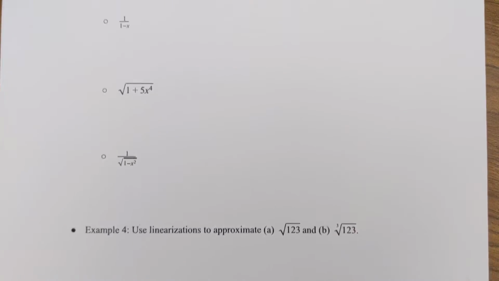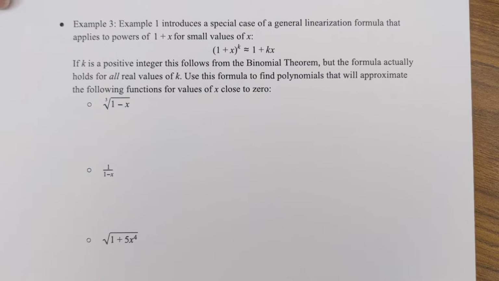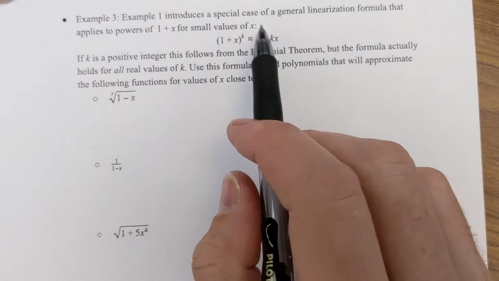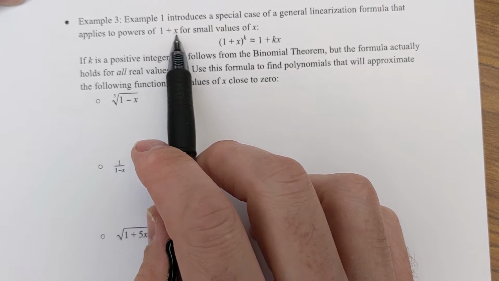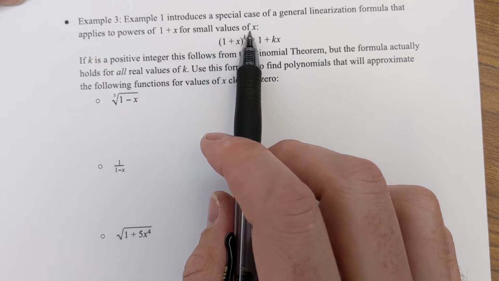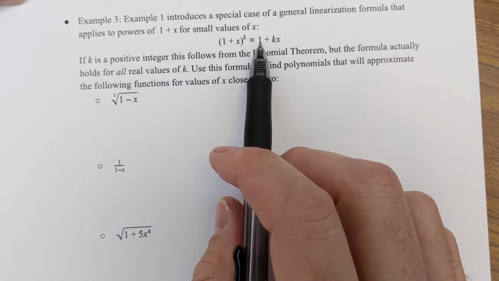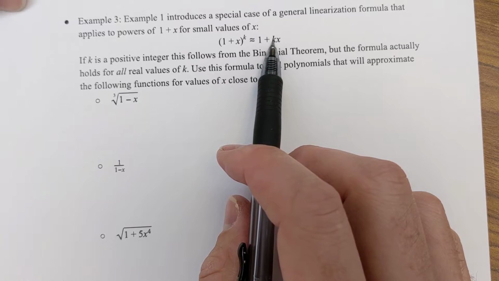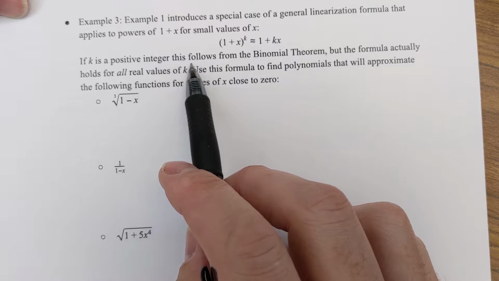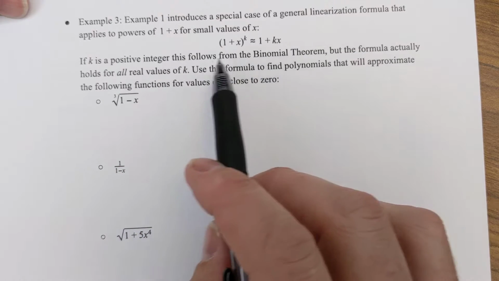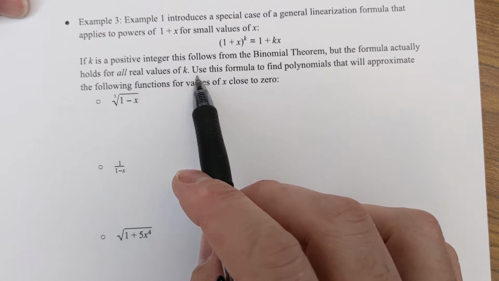Okay, so example 3 here says, example 1 introduces a special case for linear approximation that applies to powers of 1 plus x for small values of x. So (1 plus x) to the k is approximately 1 plus kx. If k is a positive integer, this follows from the binomial theorem, but the formula actually holds for all real values of k.